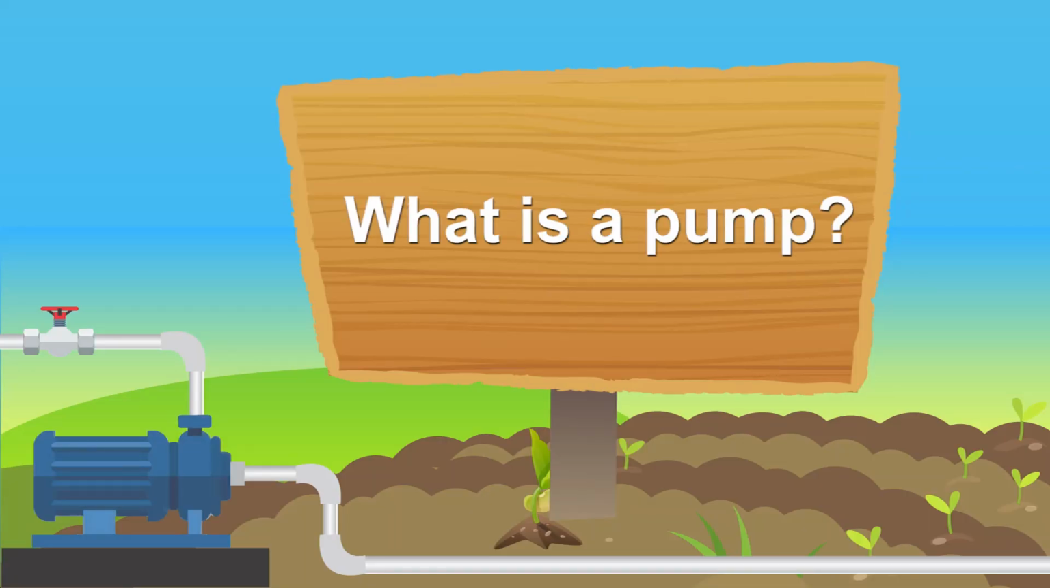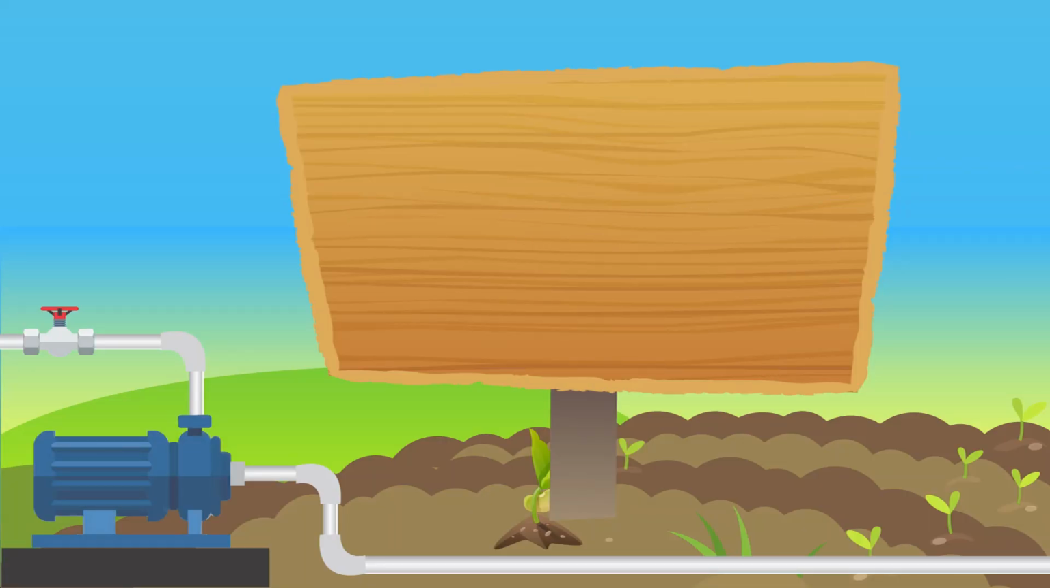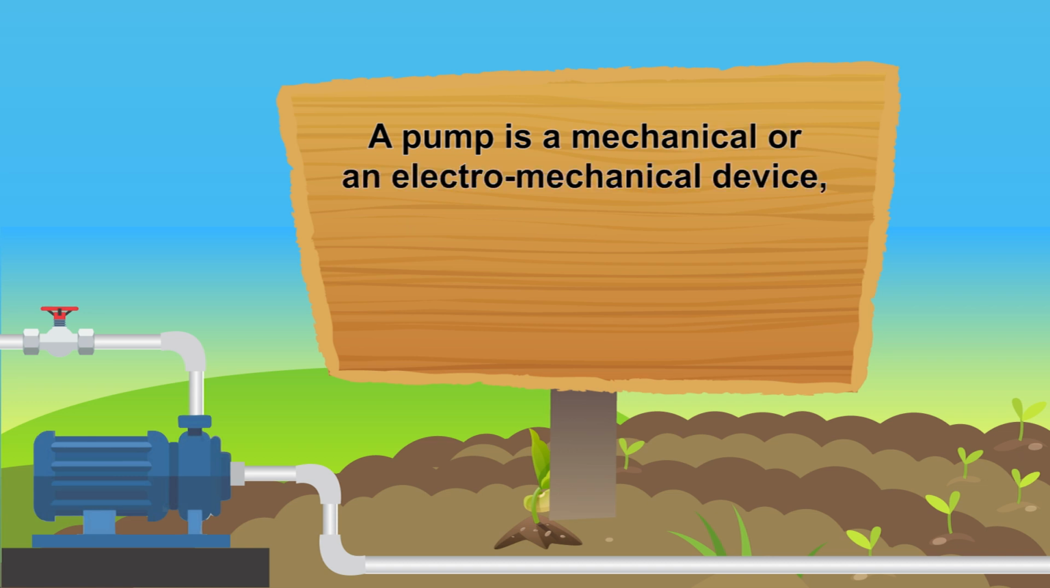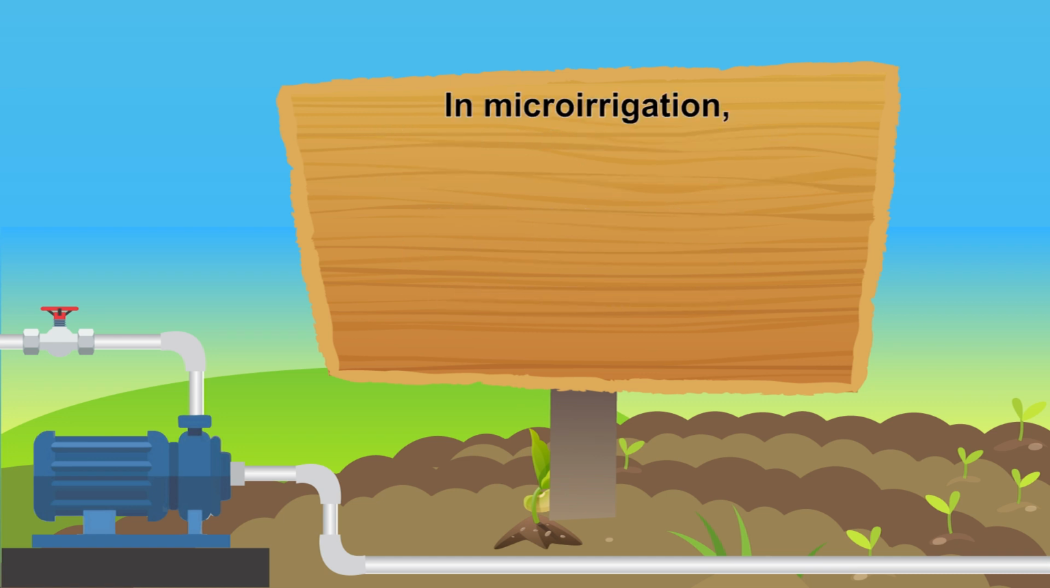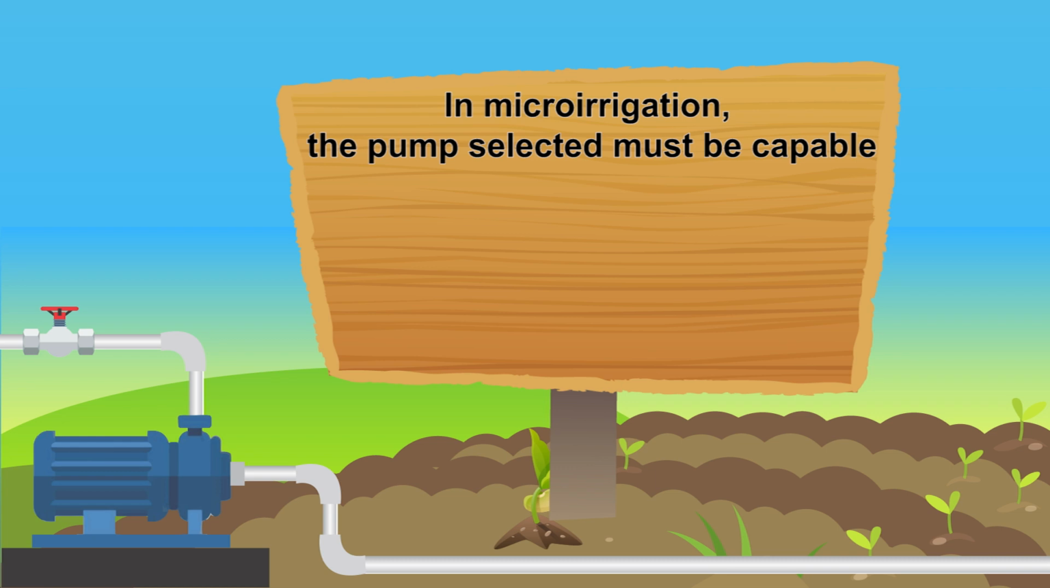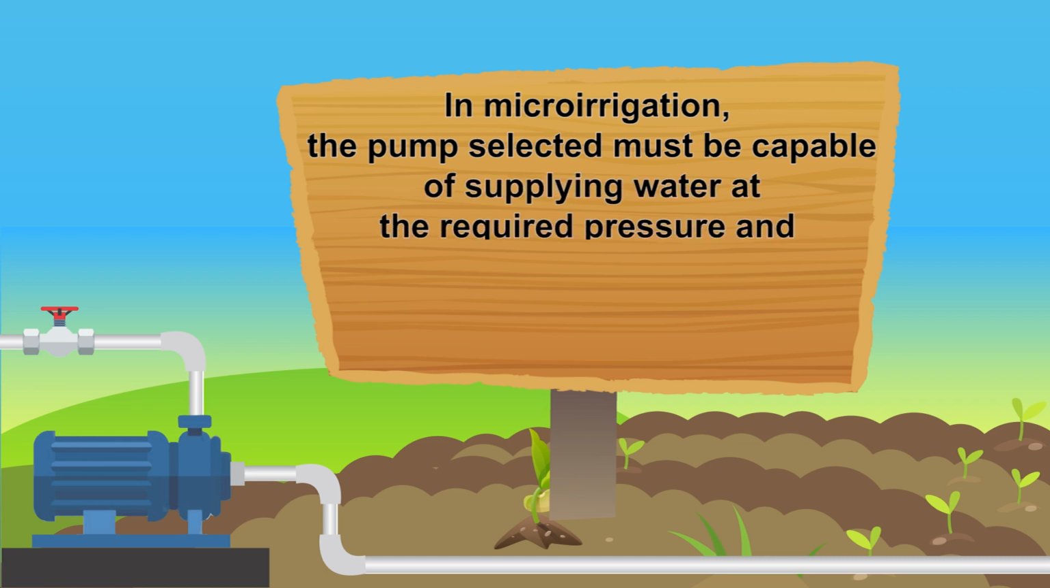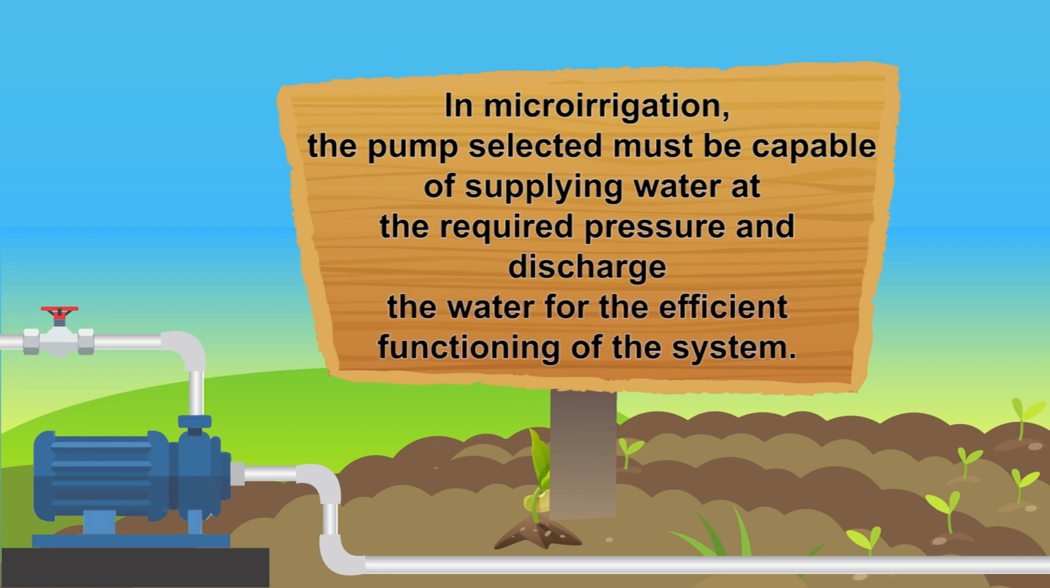So let's see what is a pump. A pump is a mechanical or an electromechanical device which moves fluids, that is liquids or gases, by mechanical action. In micro irrigation, the pump selected must be capable of supplying water at the required pressure and discharge for the efficient functioning of the system.